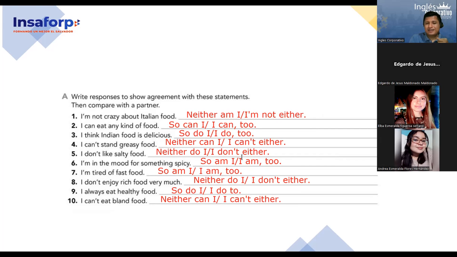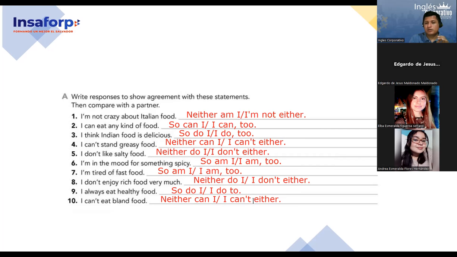Okay. Ahora, las que van afirmative, mire, vamos con so can I. I can too. So am I. I am too. Aquí tengo otra vez. I always eat healthy food. So do I. I do too. Entonces, las affirmative van a ir la mayoría de casos con so or too. Y las que son negative van a ir con neither and either.